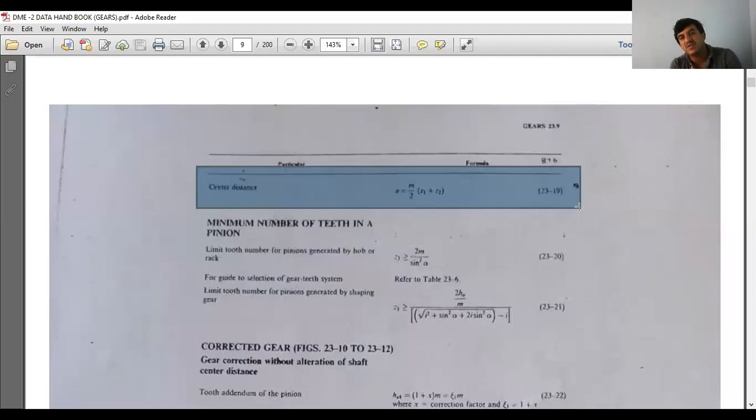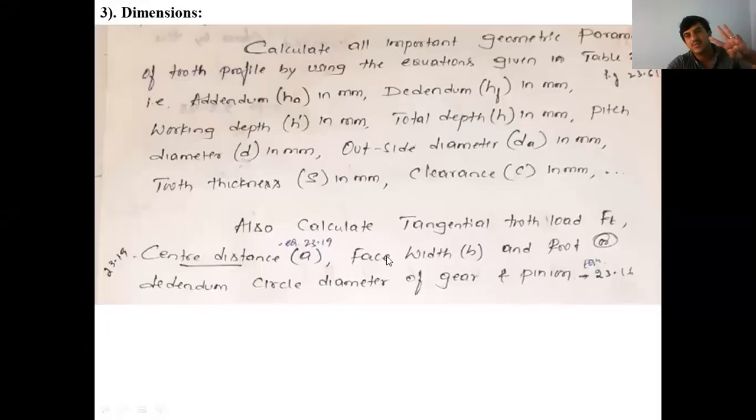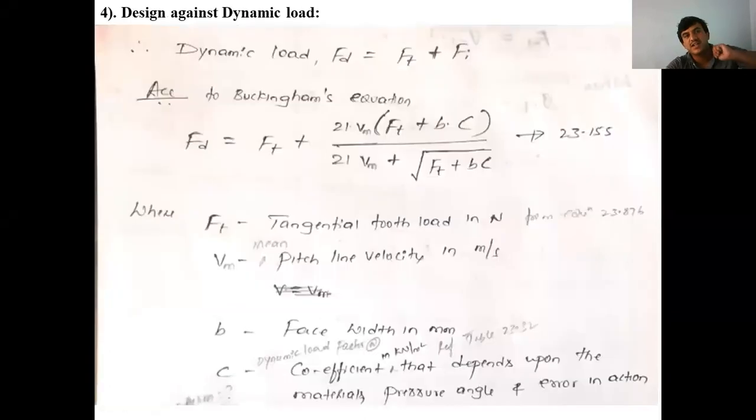Or m into z1 is d1, plus m into z2 is d2. So (d1 plus d2) divided by 2 will be the center distance. Yes, the third step is over. Next, the fourth step is design against dynamic load.